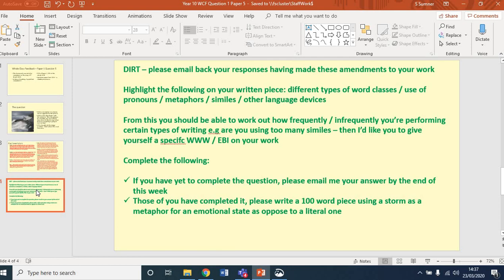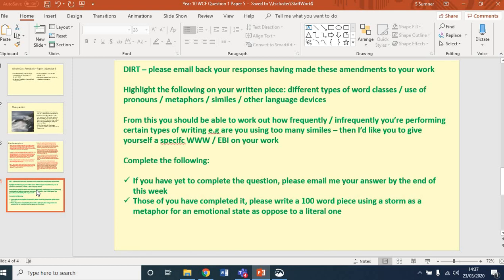How have I used pronouns? So two or three people use the pronoun I or the third person pronoun he with such great frequency, it started to interrupt their writing a little bit. With metaphors, similes and other language devices, how well have you used these? How effective are they? Could they be stronger? Could they be slightly changed to be more suitable for the kind of writing you're doing? Therefore, from this you should be able to work out how frequently or infrequently you're using certain types of writing. So are you using too many similes, for example?